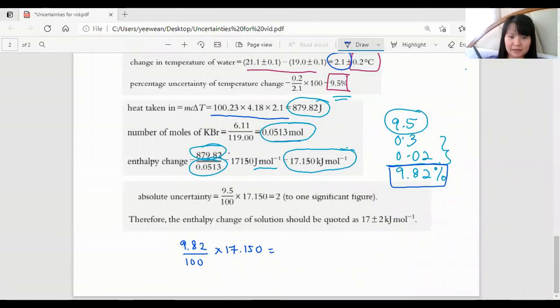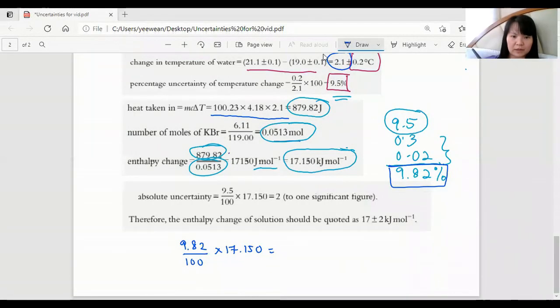Since the uncertainty is 2, that's to one significant figure. So the value could be higher by 2 or lower by 2, which means that 0.15 actually brings no meaning. This 0.150 brings no meaning to the figure since the uncertainty is right now plus or minus 2 kilojoule per mole. So we're just going to quote it as 17 plus minus 2 kilojoules per mole.